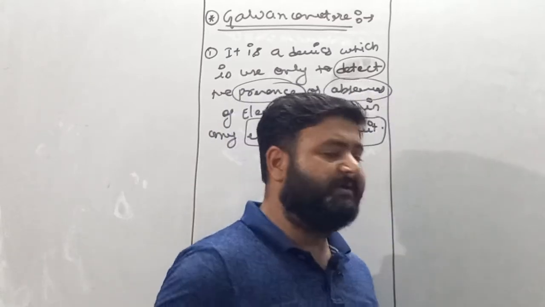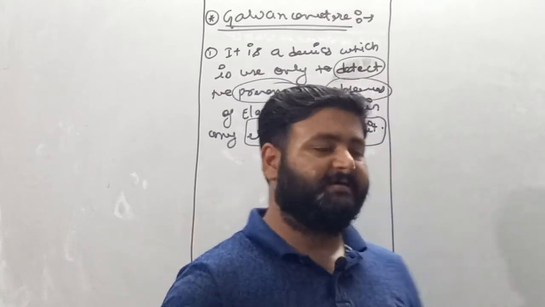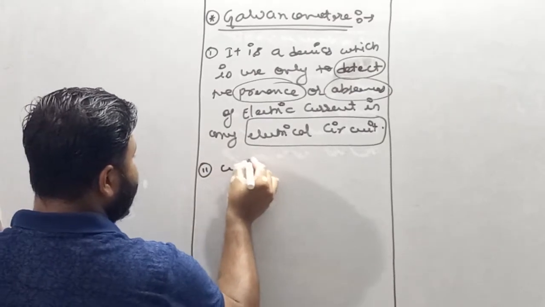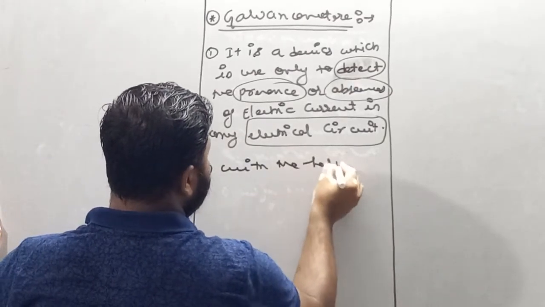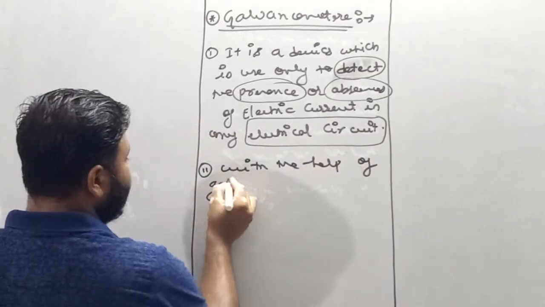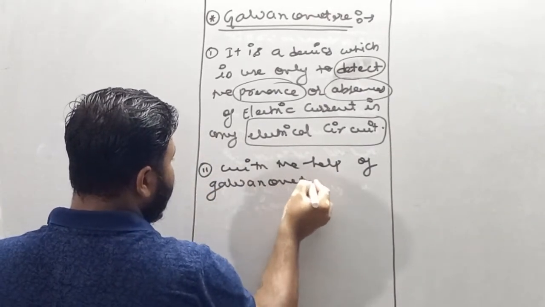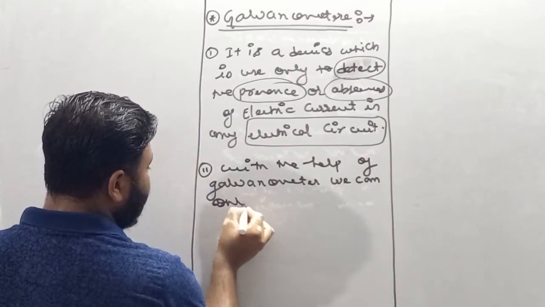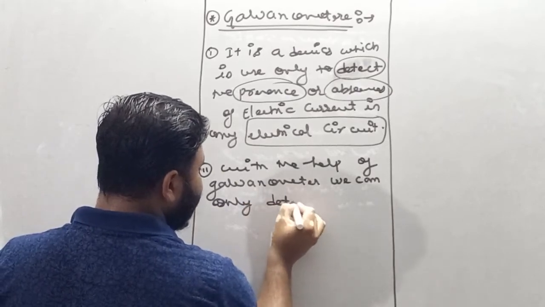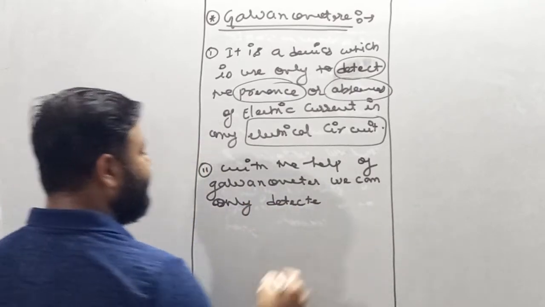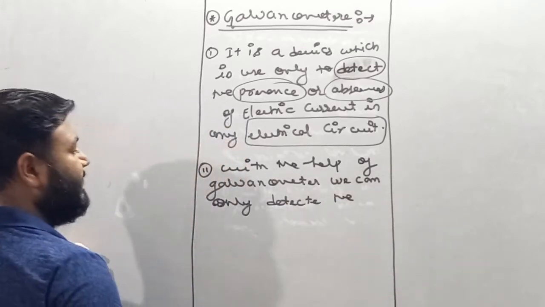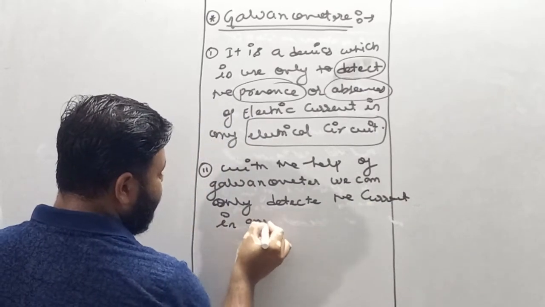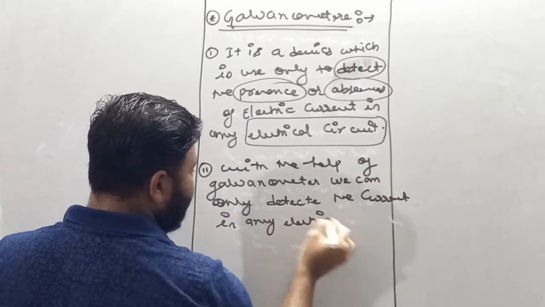So write down the next point: with the help of galvanometer. Write down: with the help of galvanometer. I'm writing here: with the help of galvanometer, we can only detect the current in any electrical circuit.